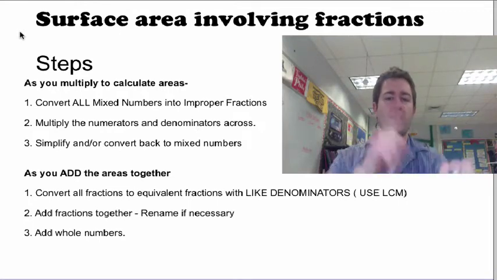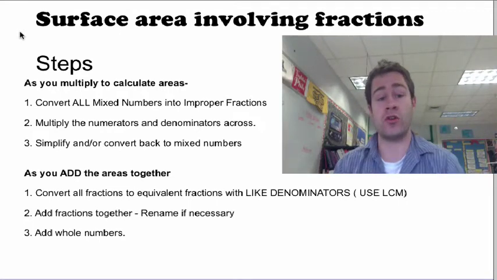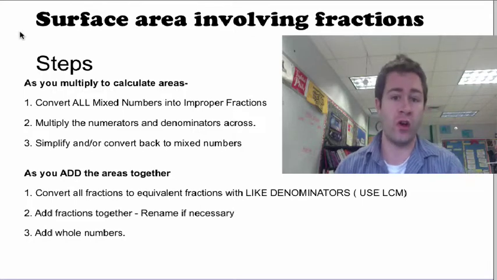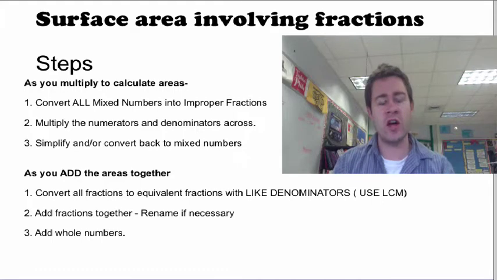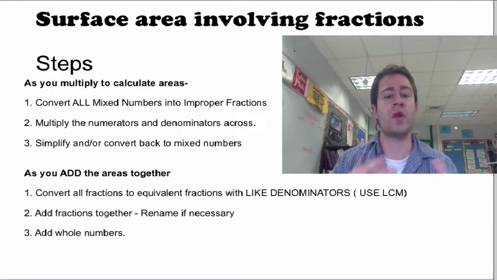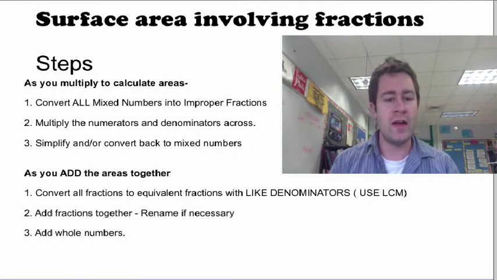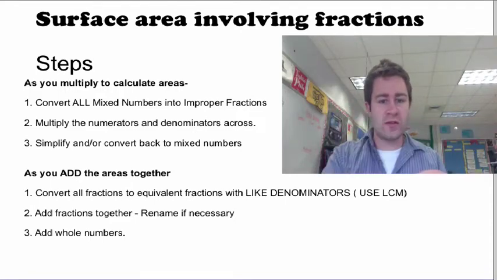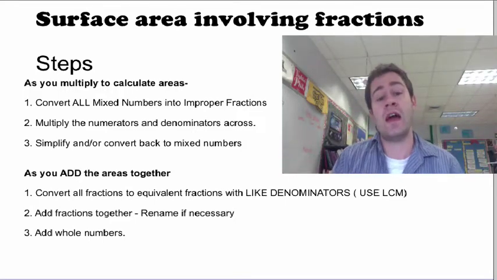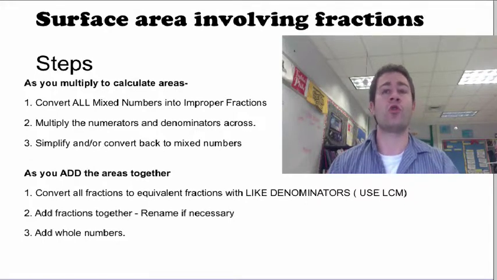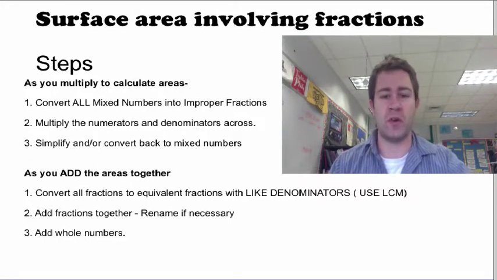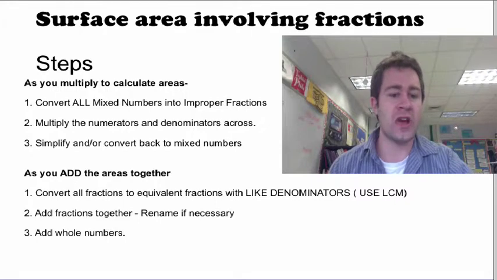So if you're doing this with a rectangular prism or a triangular prism, here are the steps that involve using fractions. First, as you calculate the areas, convert all mixed numbers into improper fractions. Then you can multiply the numerators and the denominators across, and then if needed or when needed, simplify and or convert back to those mixed numbers. That's how you do that for each side.